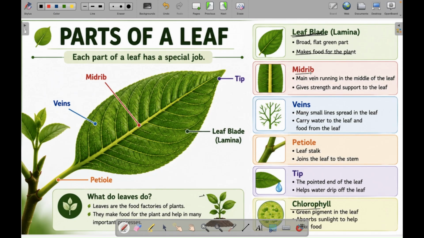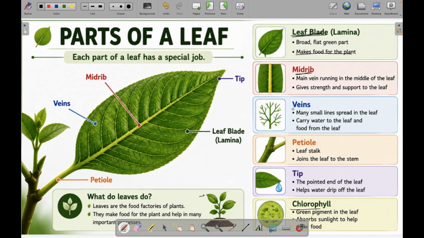Then we have this midrib. If you look at this particular thing, it is known as a midrib. Okay. So it is the main vein running in the middle of the leaf. So it is a sort of a vein. We'll see what veins are. The purpose of this is that it provides strength and support to the leaf. So without it, the leaves are not going to survive. They will not have sufficient strength to stand in place. Okay, so that is why the midrib is important.